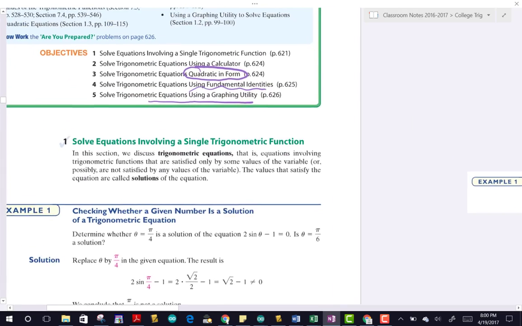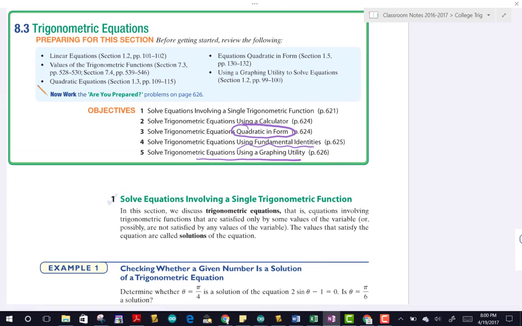In section 8.3, we are going to be solving trigonometric equations. We're going to solve some simple ones that just have one trig function in them. We are going to learn how to use our calculator to solve some.